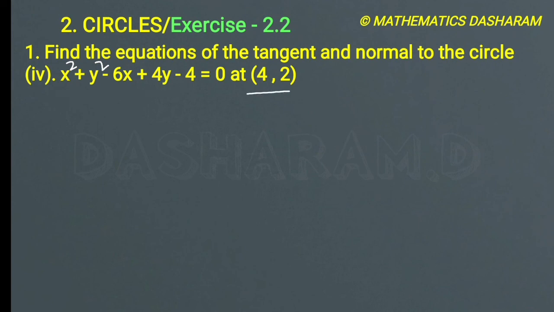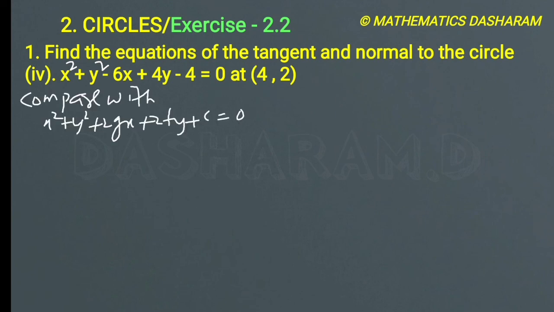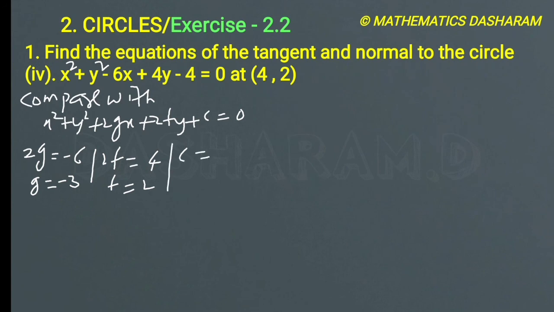Next, the fourth problem: x² + y² - 6x + 4y - 4 = 0, and the point is (4, 2). Compare with the general form of the equation of a circle. Then 2g equals -6, so g equals -6 divided by 2, that is -3. Next, 2f equals 4, then f equals 4 by 2, that is 2. The constant number is -4, and the given point P(x1, y1) is (4, 2).